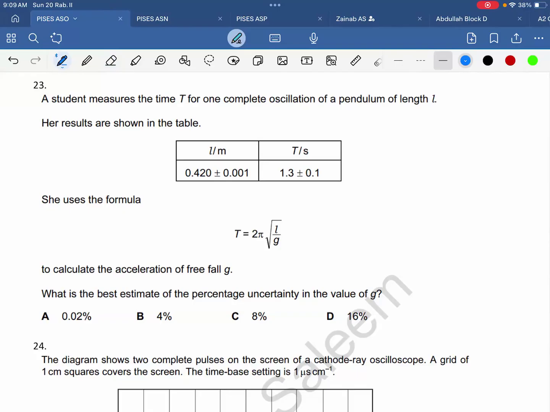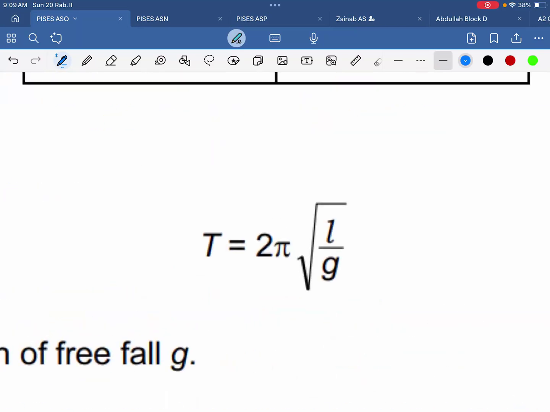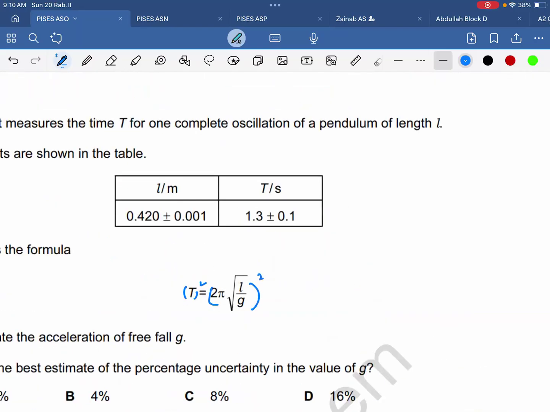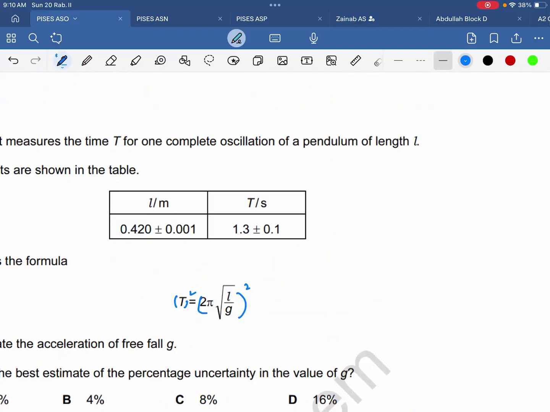To calculate the acceleration of free fall g, what is the best estimate of percentage uncertainty in the value of g? Since we are supposed to calculate the percentage uncertainty in the value of g, you have to make g your subject. In order to make g the subject, you have to square both sides, because g is under a square root sign and we have to get rid of it. So it would become t square is equal to 4 pi square upon g.